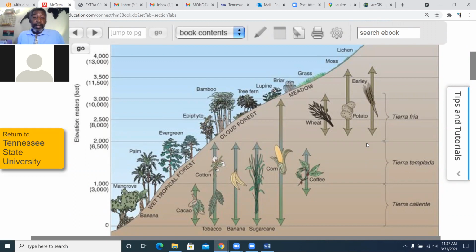Also, most humans reside in the Tierra Templada in Latin America and the Caribbean, because the Tierra Caliente is very hot, it's not comfortable. Most people live at higher elevations. That's where most human population is found, in Latin America and the Caribbean, above 2,500 to 3,000 feet above sea level.